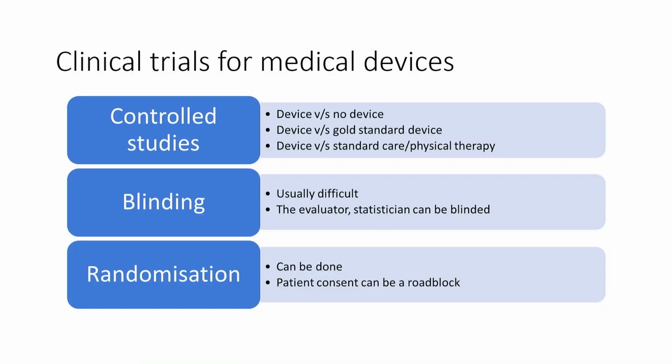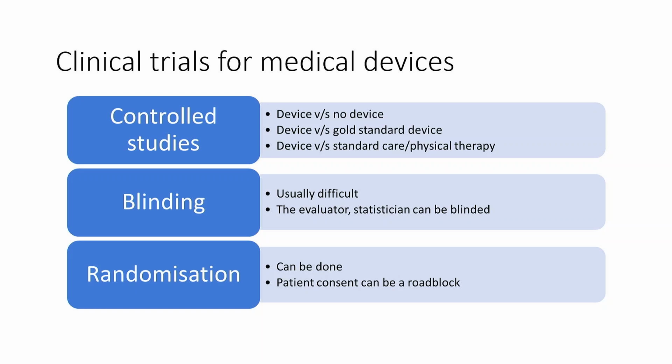So randomized controlled blinded trials are the way to go for the most effective clinical trials. Clinical trials for medical devices, biomaterials, and tissue constructs include control studies which have device versus no device, right? This is an example. Similarly, tissue construct versus no tissue construct, or biomaterial versus some other standard material. Similarly, device versus gold standard device, like I said, it could be a tissue constructed or bioprinted skin graft versus a standard skin graft. Device versus standard care or physical therapy, right?